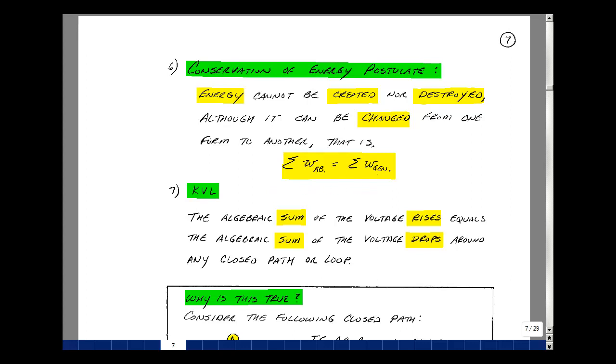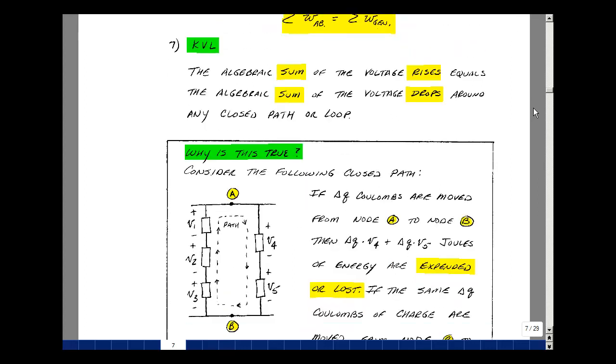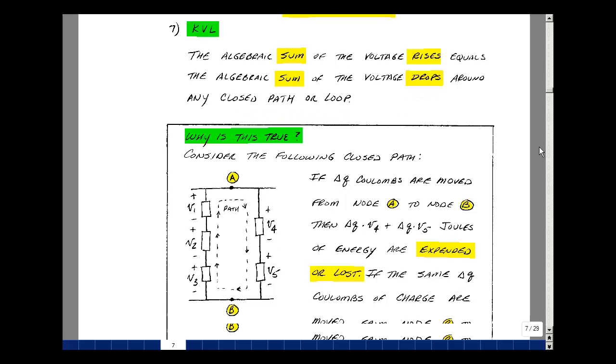Now we can use that to prove Kirchhoff's voltage law. So let me state that first. Kirchhoff's voltage law is the following: the algebraic sum of the voltage rises equals the algebraic sum of the voltage drops around any closed path or loop. Now, why is this true?